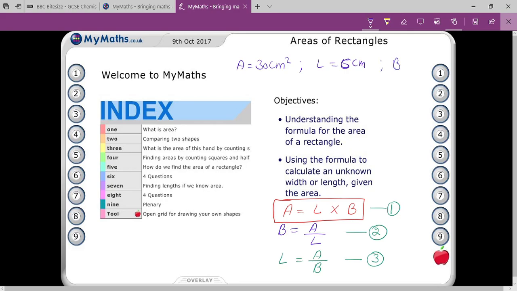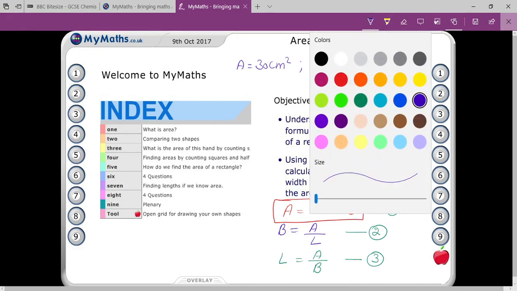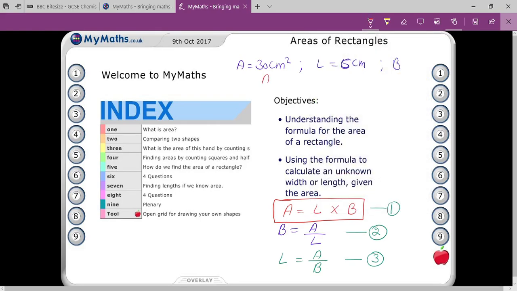They are asking about breadth. So simply, you have to write your formula: area equals length times breadth. Plug in your values over there. That means 30, I'm not writing the unit here, equals length, that is 6, times B. Now you have to make B the subject. You have to find the value of B. So B equals 30 divided by 6.